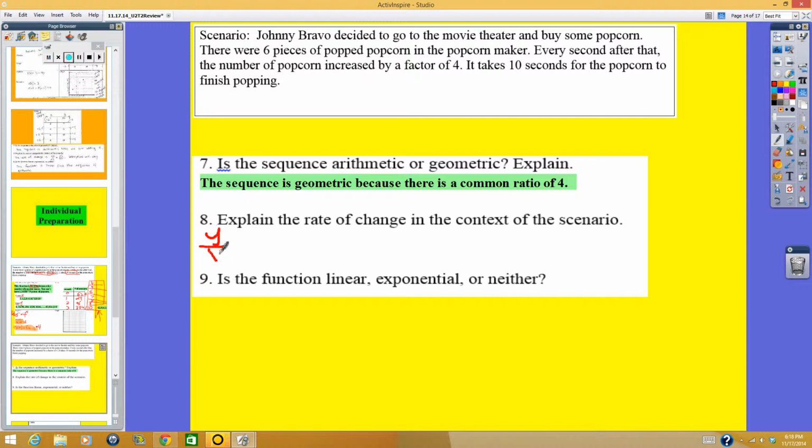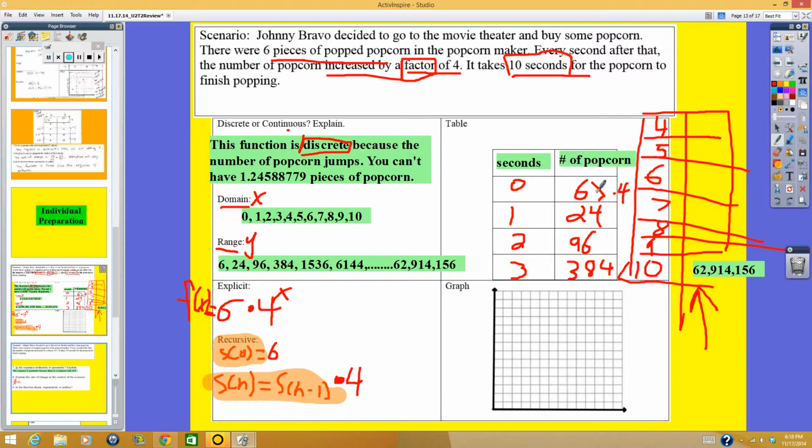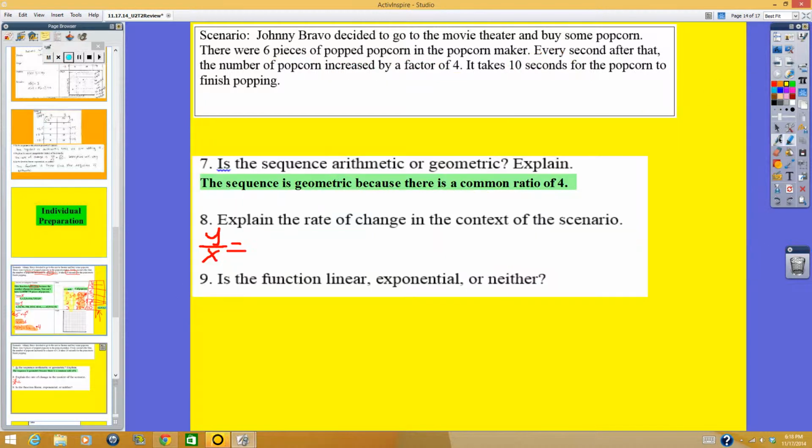Y over x, right? If you go back to our table, the y's, we already talked about it. Or I talked about it to myself because I'm weird. I'm talking to a computer right now. This y column is multiplying times 4. This x column is adding by 1, right? So you'd put times 4 over plus 1, okay?